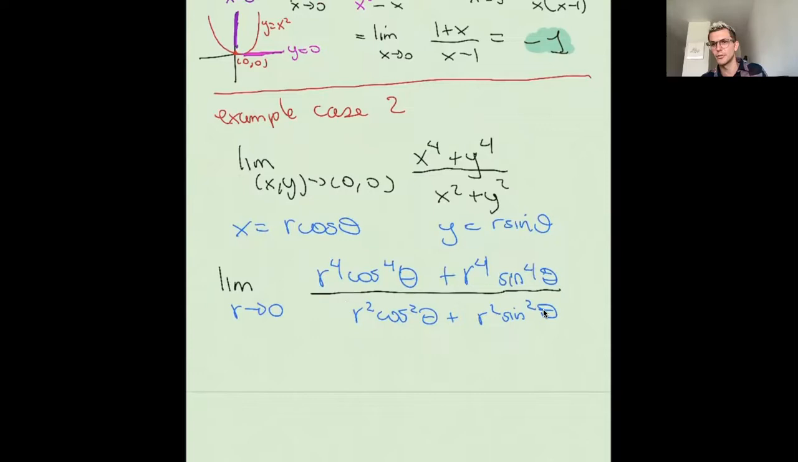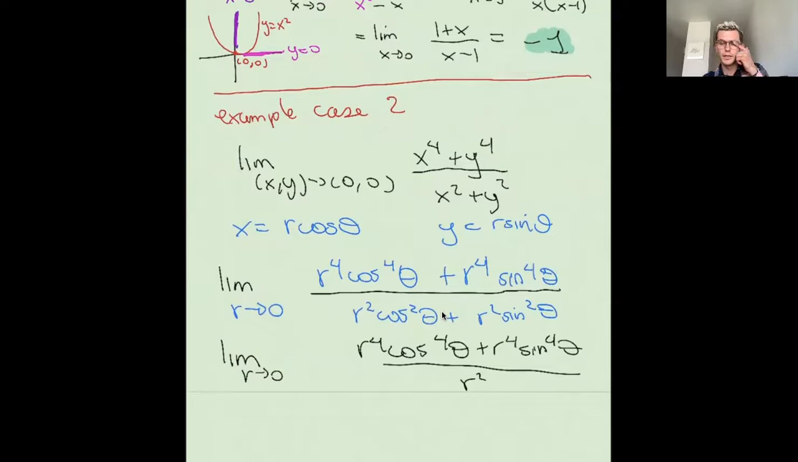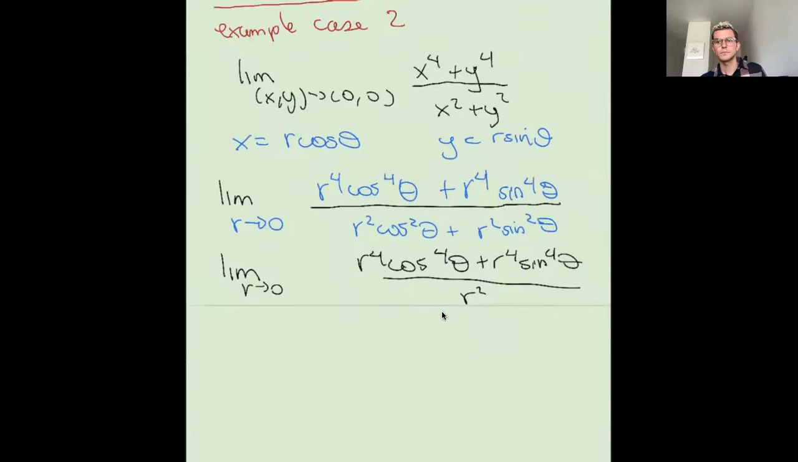So you end up with the limit as r goes to zero of r to the four cosine to the four of theta plus r to the four sine to the four of theta, over r squared. Is that making sense? And so what you can do now is factorize an r to the four. Like, let me do that here. We could have factorized an r to the four in this step.